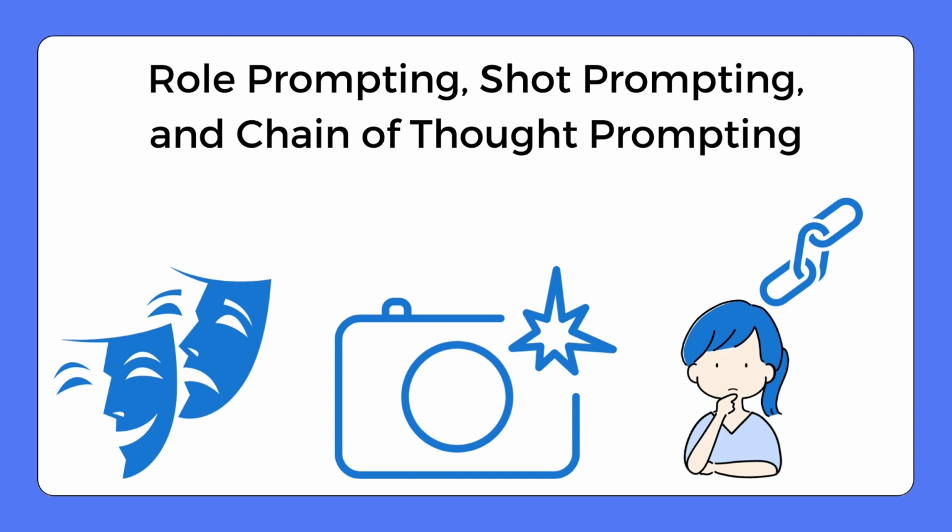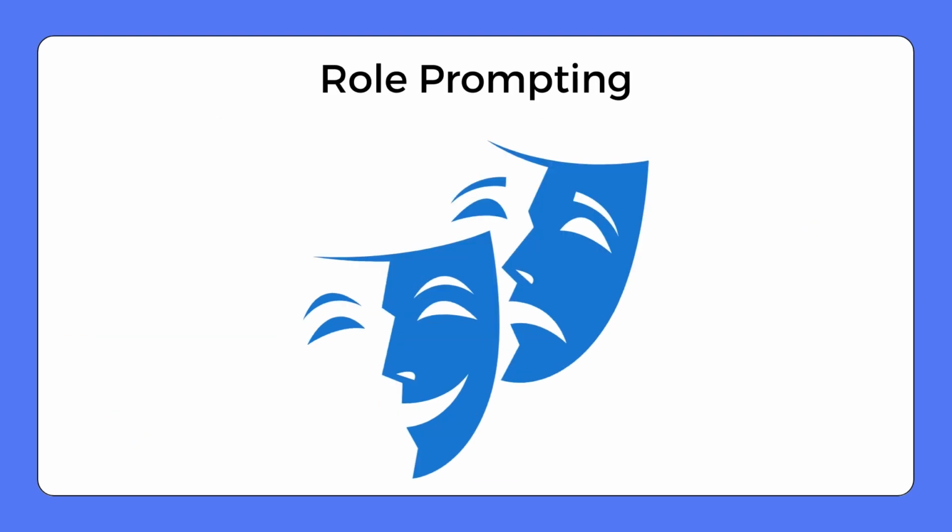Role prompting is a technique where we instruct the Gen AI model to take on a certain role or persona while generating its output. For instance, you could instruct the model to respond as if it's a historian explaining the causes of the First World War.